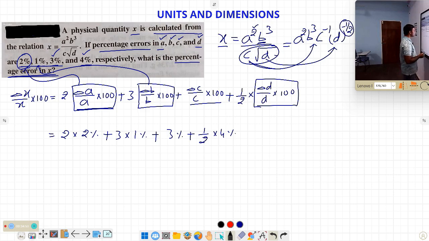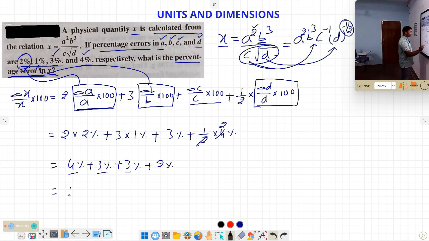If we calculate this, how much are you going to get? The half and 4 give 2. So you are going to get 4% plus 3% plus 3% plus 2%. Totally, how much? 4 plus 3 plus 3 is 10, plus 2, that is 12%. So the percentage error in the x value, delta x by x into 100, is equal to how much?